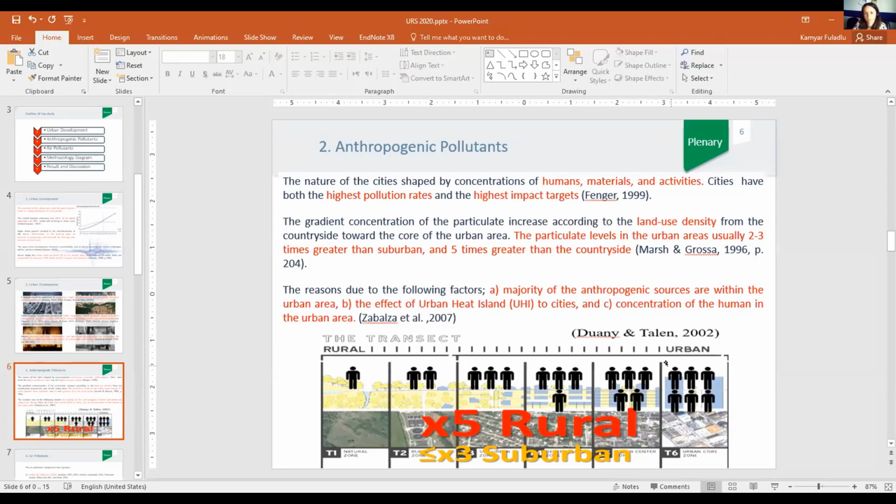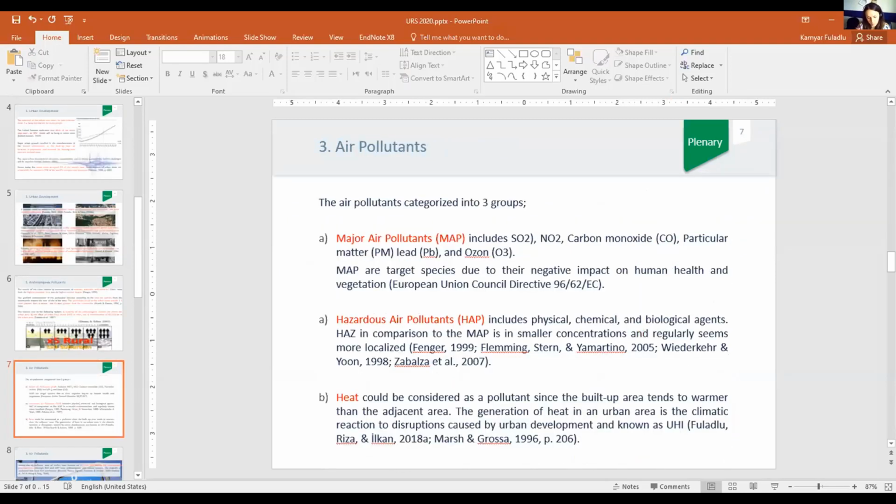So the main reason we can summarize is that the majority of anthropogenic sources are within the urban area or city. Beside the effect of the urban heat island, the concentration of humans in the urban area is another issue. So as I said, I'm going to study mainly air pollutants, not anything else.